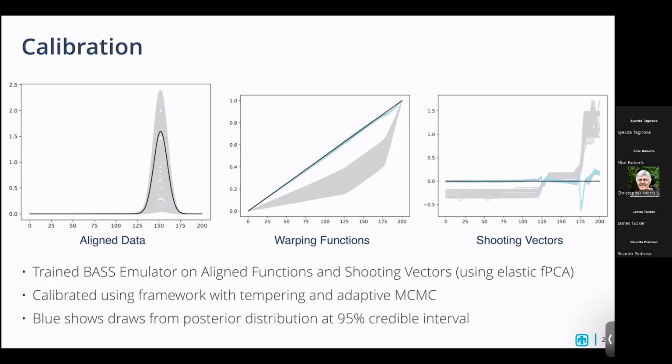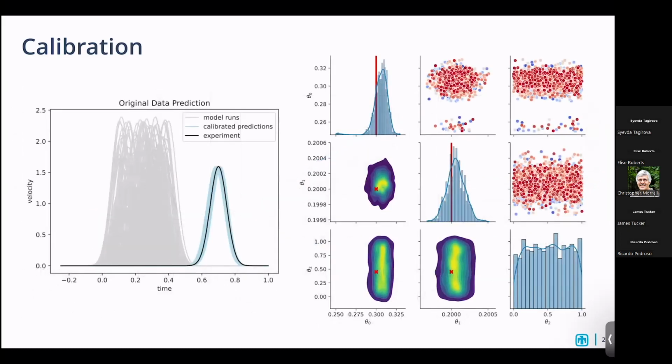We used a Bayesian emulator again on the aligned functions and the shooting vectors just as before. Calibrated the framework with tempering and adaptive MCMC just as before. And the blue shows draws from the posterior distribution at the 95th percent credible interval. And we see we have good coverage of both our aligned data and our warping functions. If we combine those back up, we can actually compose those draws from the warping functions and the aligned functions and put it back in the original data space. Again, we have good coverage of our experiment. On the right, we have our posterior draws.